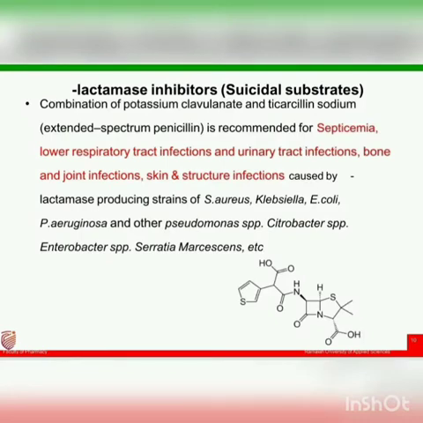The combination of potassium clavulanate and ticarcillin sodium, that is an extended spectrum penicillin, is recommended for septicemia, lower respiratory tract infection, urinary tract infection, bone and joint infection, skin and skin structure infections, caused by beta-lactamase producing strains of Staphylococcus aureus, Klebsiella, E. coli, Pseudomonas aeruginosa and other Pseudomonas spp, Citrobacter spp, Enterobacter spp, and Serratia marcescens, etc.